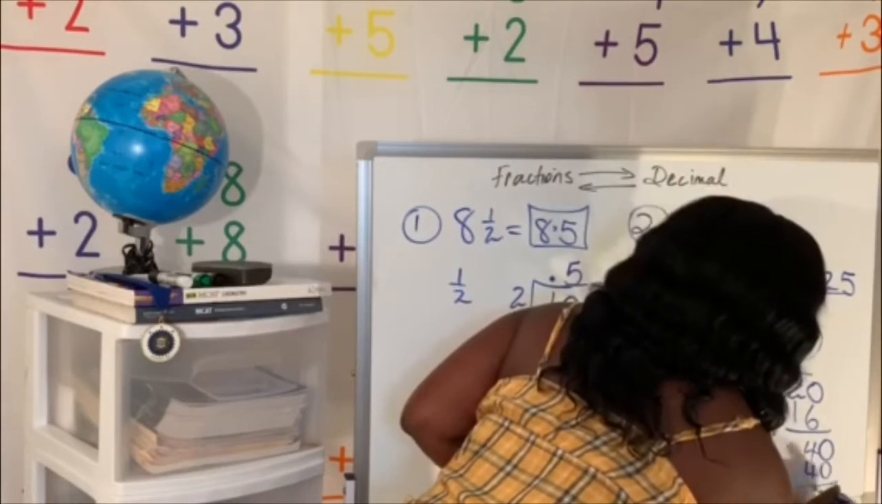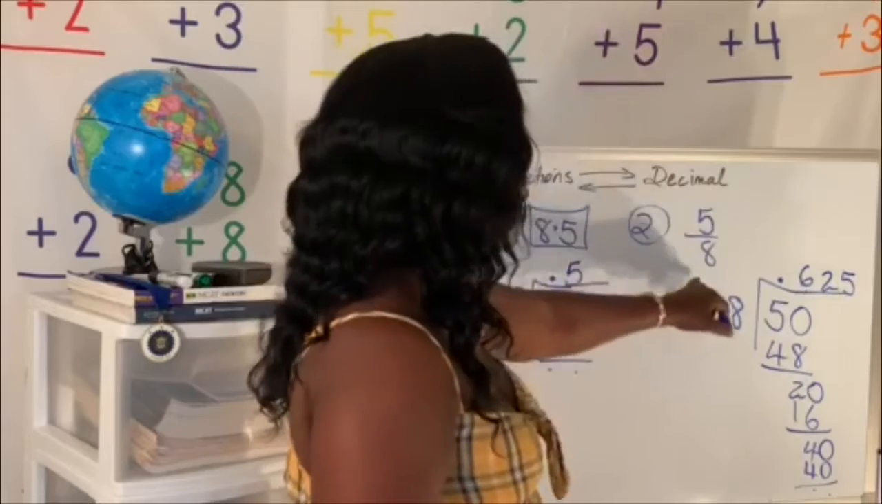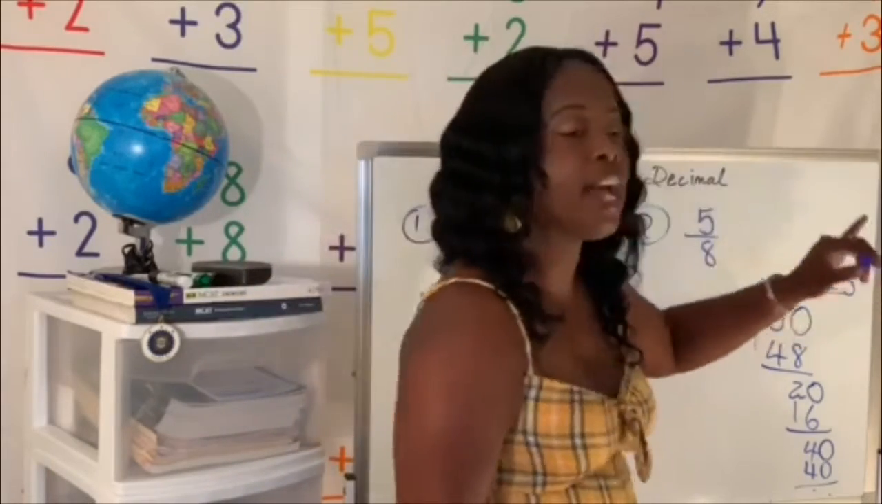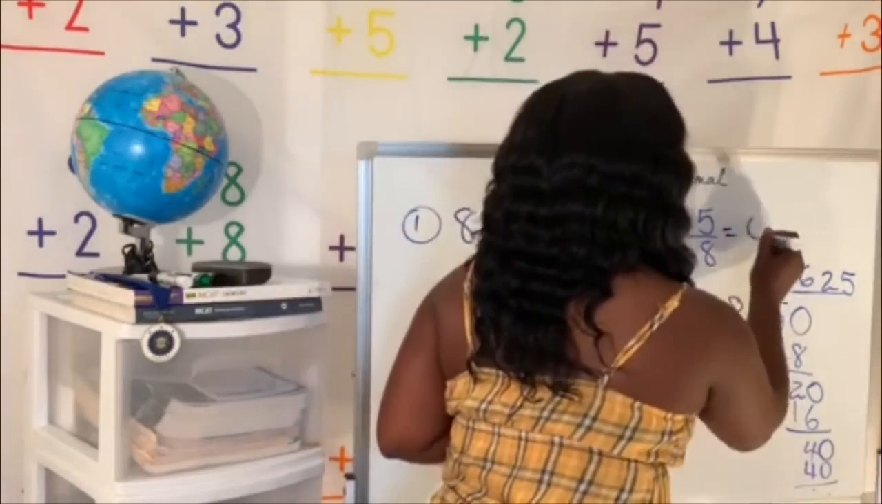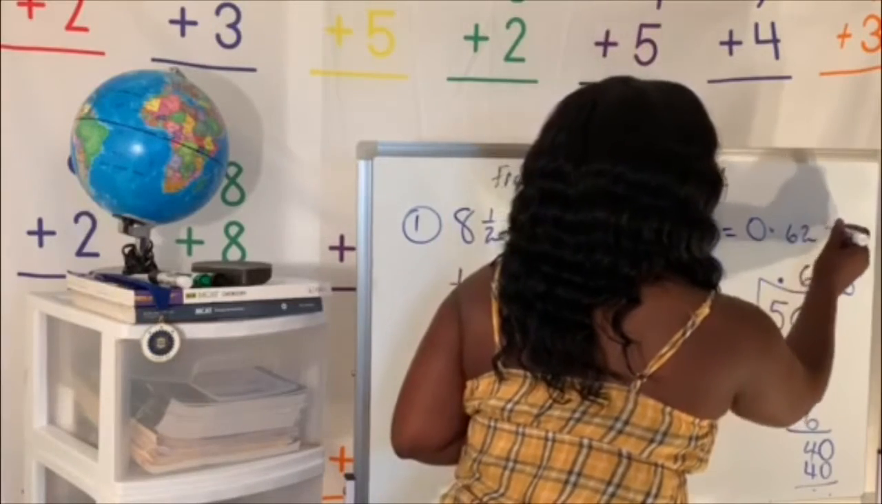So now, since there is no remainder, we know that 5 over 8 as a decimal is 0.625, or we can just simply say 0.625.